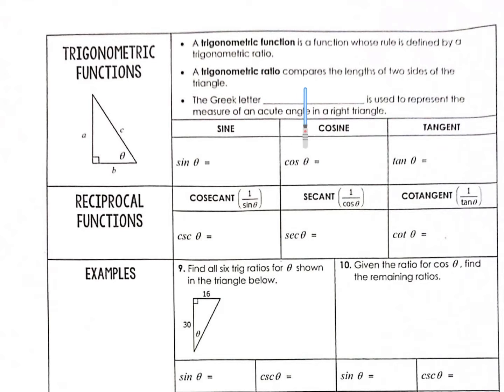A trig ratio compares the lengths of two sides of a triangle. So in this particular case, you see this triangle here, and we're using this Greek letter called theta. The Greek letter theta is used to represent the measure of an acute angle in a right triangle. That's just one of the many Greek letters that they like to use. They'll use theta, beta, alpha, but we're going to use theta today, so that's probably new to you.